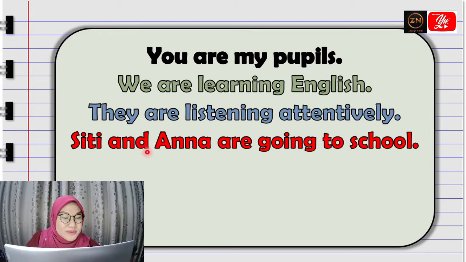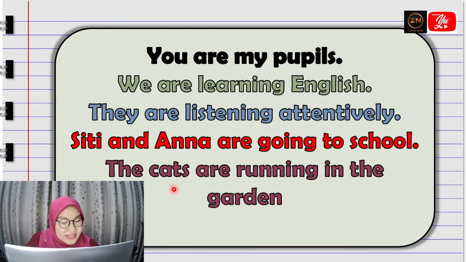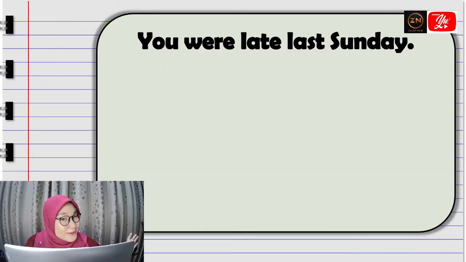So we have 2 people over here. The subject is a plural subject. That is why you use the plural verb to be "are". Next one, we have the cats are running in the garden. Just now we only have the cat, which is singular. But right now, we have the plural subject, which is the cats. And that is why you need to use the plural verb to be, which is "are". Alright, I think it's easy to understand actually. Those are the examples for the plural ones.